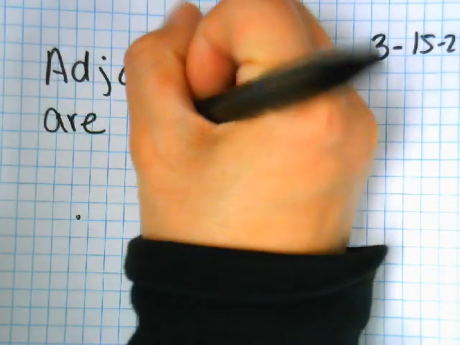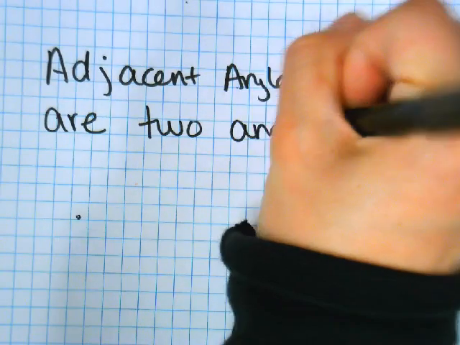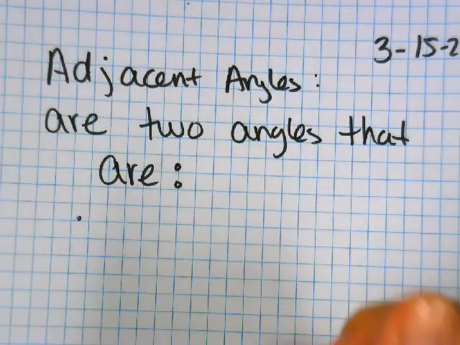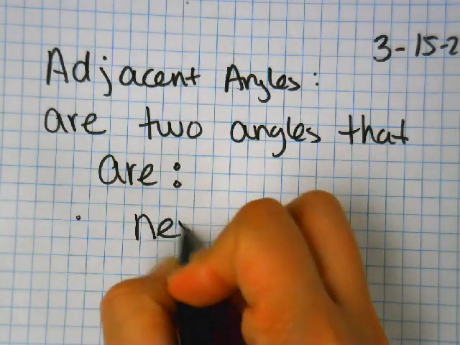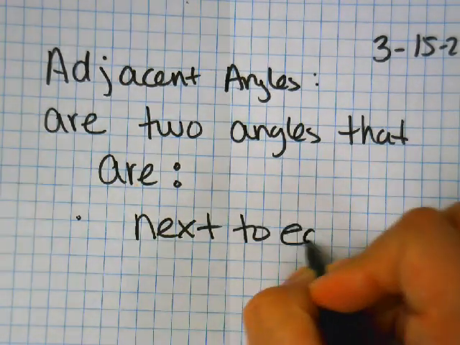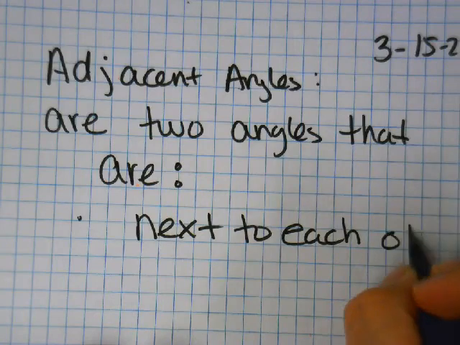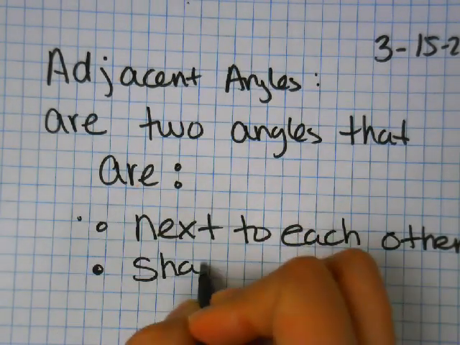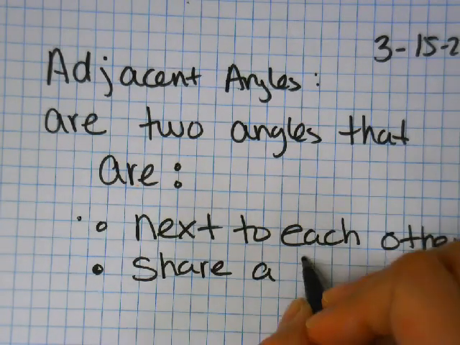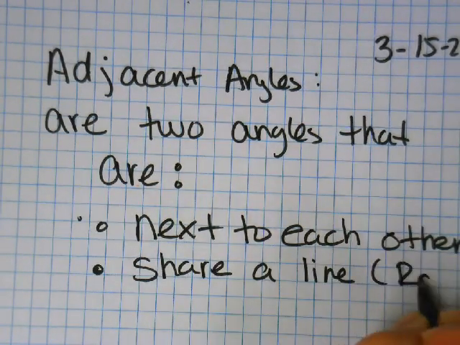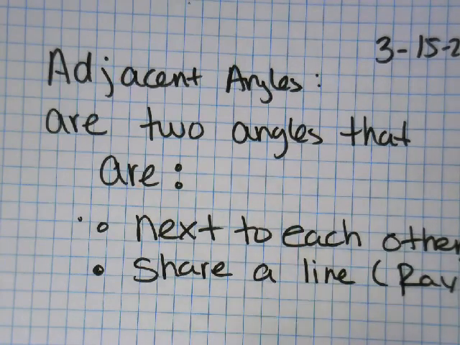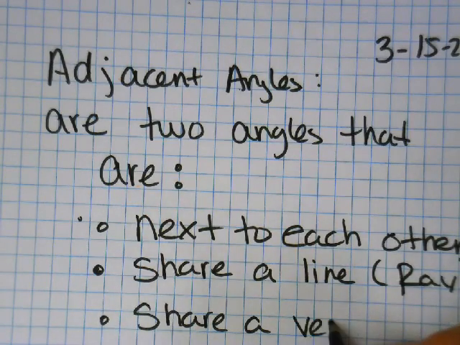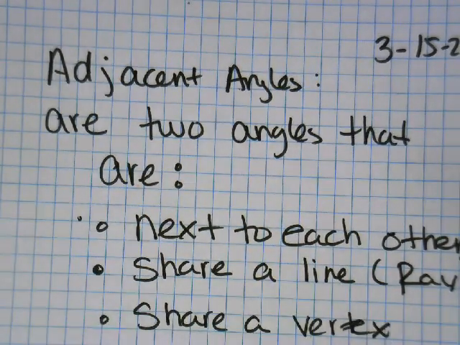Adjacent angles are two angles that are next to each other. They share a line, which is called a ray in geometry, and they share a vertex, which is what I went over with you on Monday, what a vertex is.